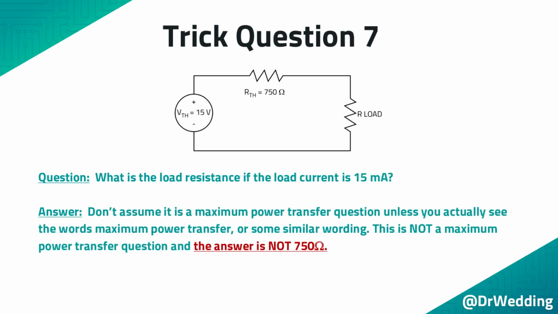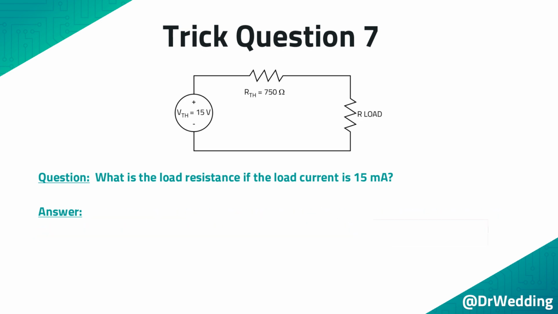Question 7 is a trick question that your instructor may give you. What is the load resistance if the load current is 15 milliamps? Don't assume it is a maximum power transfer question unless you actually see the words maximum power transfer or some similar wording. This is not a maximum power transfer question, and the answer is not 750 ohms.